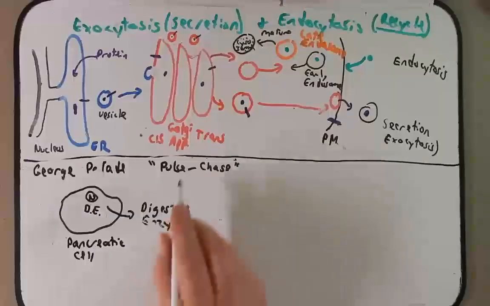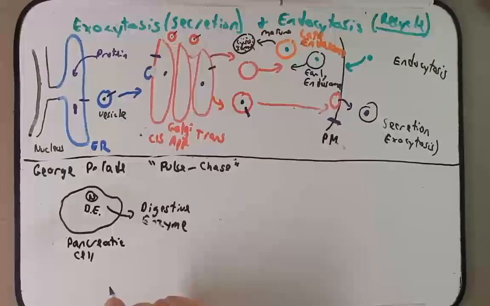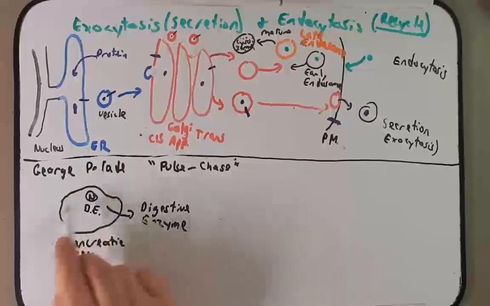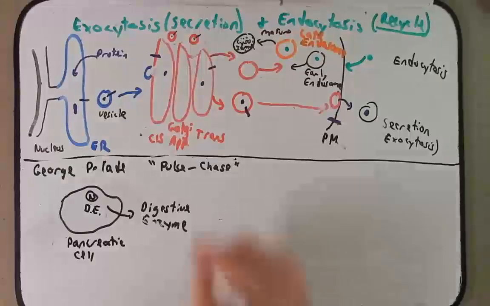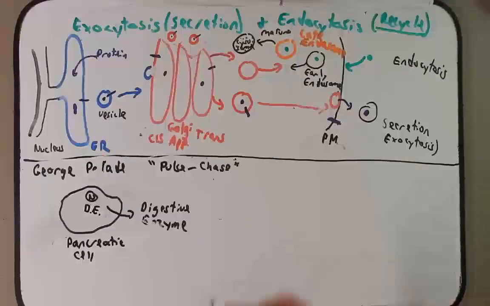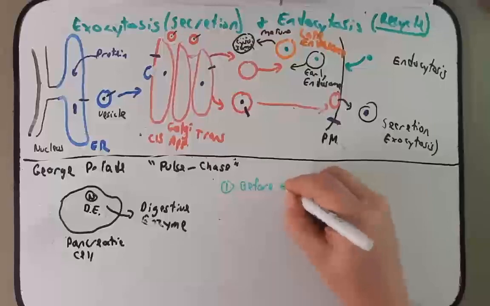And so that's when we come to this pulse chase experiment. The first part of the experiment is to allow these cells to grow normally. So we can maybe write that down here. And we're going to call this before experiment.